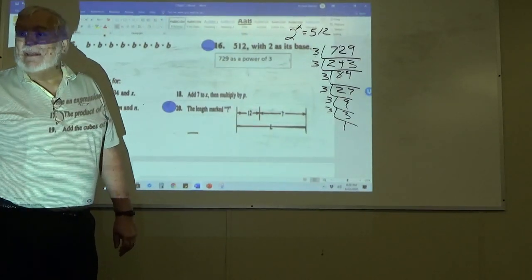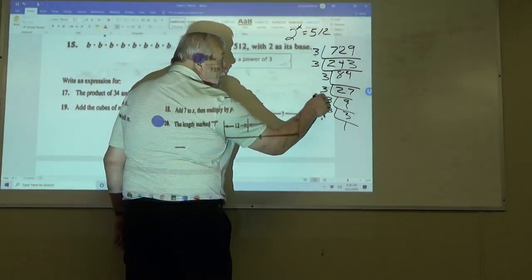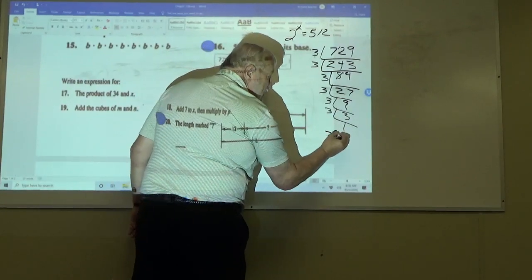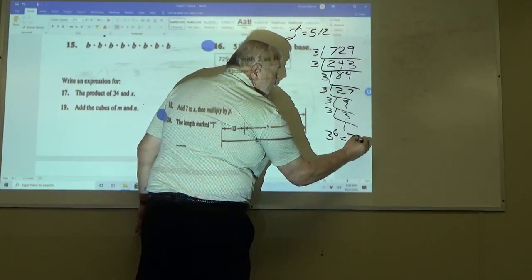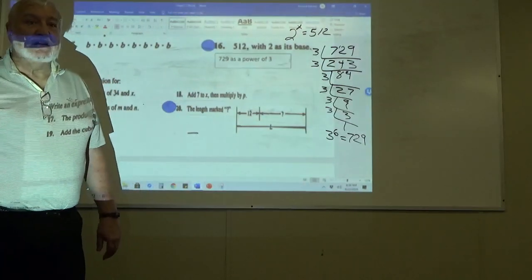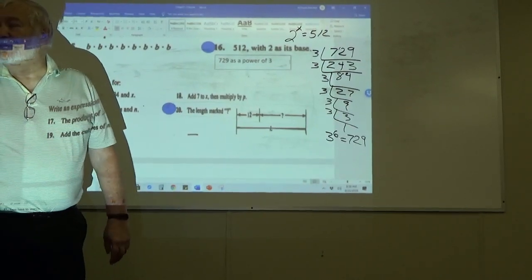Now, the numbers on the outside that I used tell me what the power is. 1, 2, 3, 4, 5, 6. So this is 3 to the 6th power equals 729. How do I know I did it right? Use a calculator. 3 raised to 6 should give you 729.